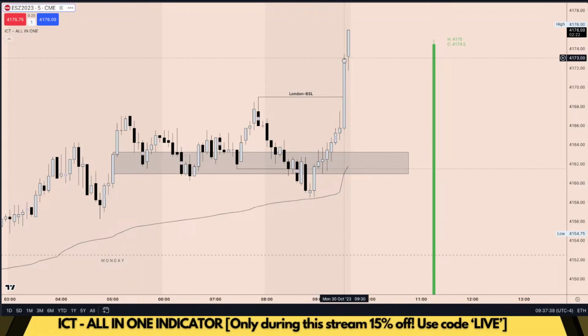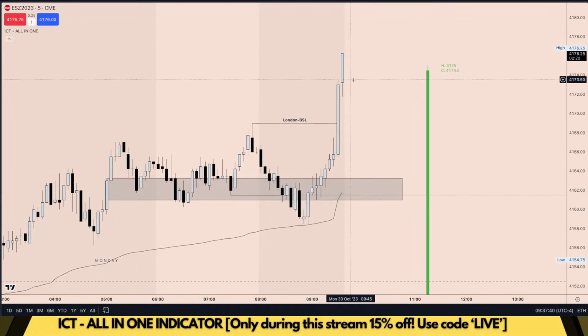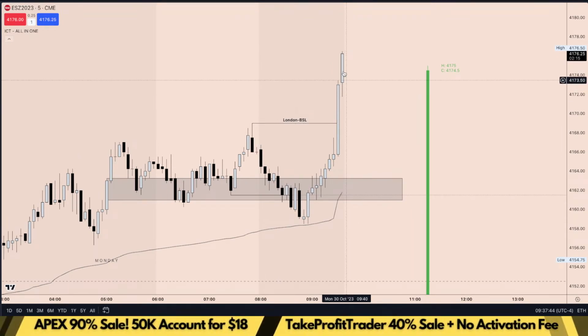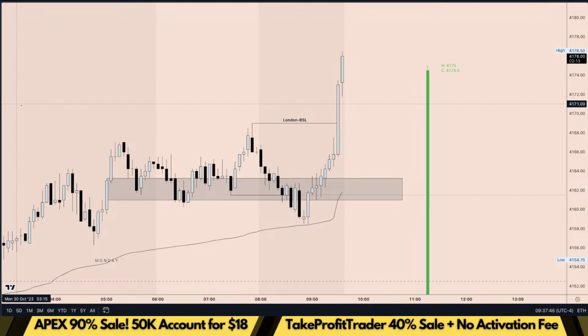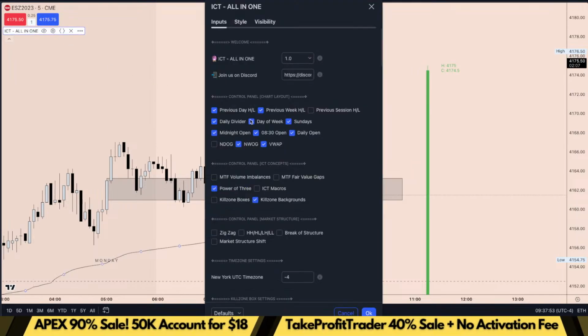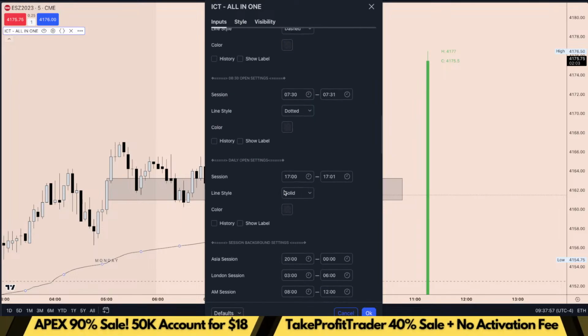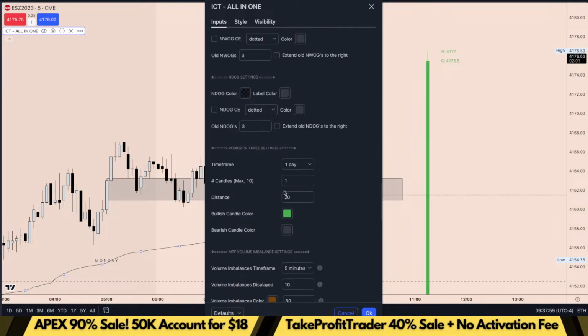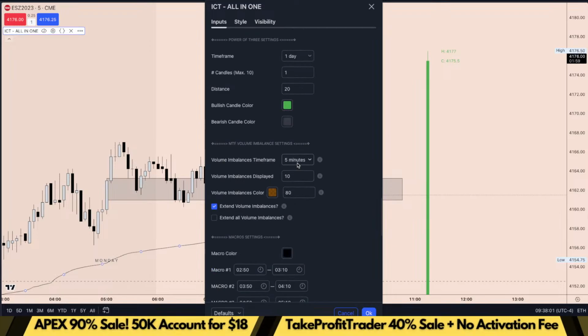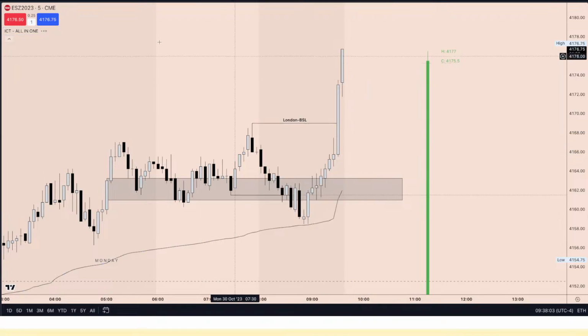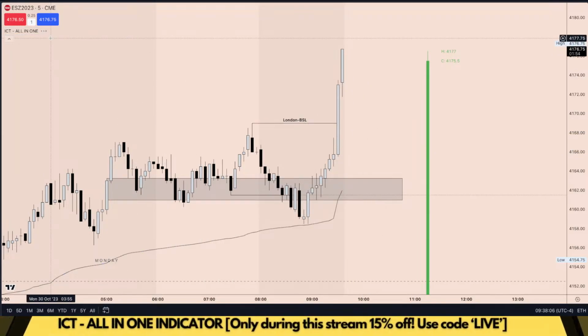Okay, we open up after 9:30 with a bullish volume imbalance. That's not my motto, that's not what I'm looking for, but obviously we continue to rally. Let's use the multi-time frame volume imbalance indicator and go down to the settings. 5-minute time frame, display 10. Let it load here quickly.